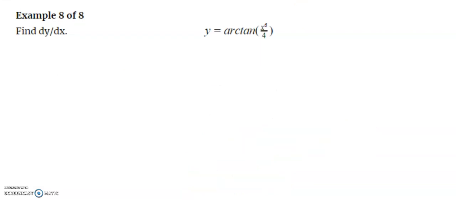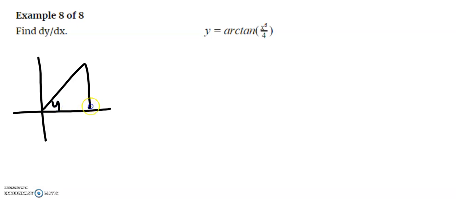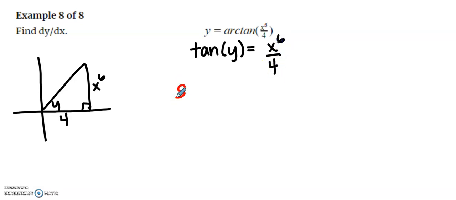Let's look at the arctan of x to the 6th over 4. Well, I'm looking to draw a triangle whose angle, y, has a tangent value of x to the 6th over 4. The tangent of y, then, is equal to x to the 6th over 4. I'm going to take the derivative. Secant squared.